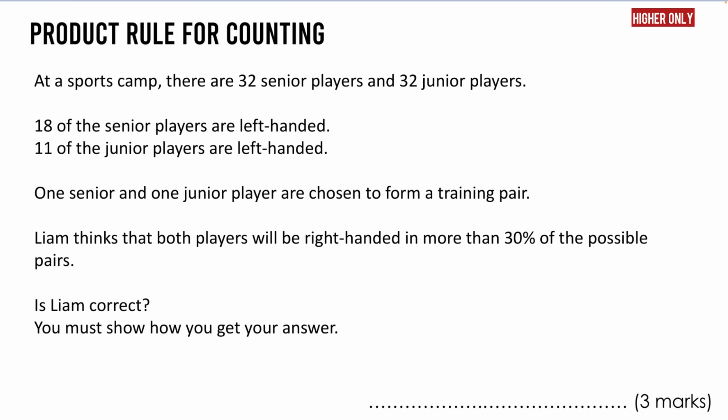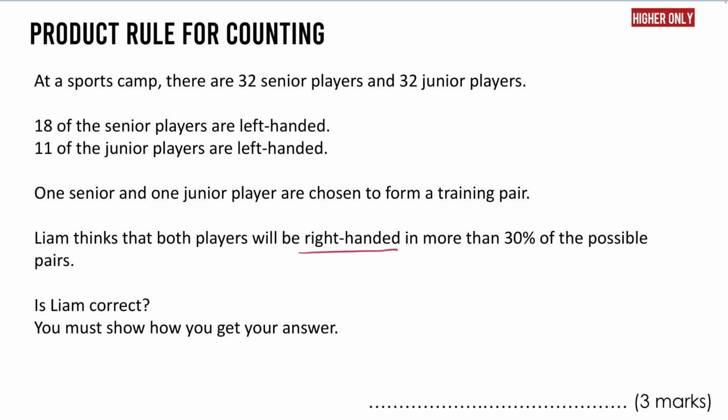Okay, so looking at the product rule for counting, and we've got quite a unique question here. It says, at a sports camp, there are 32 senior players and 32 junior players. 18 of the senior players are left-handed, 11 of the junior players are left-handed. A senior and a junior player are going to be chosen to form a training pair, and Liam thinks that both players will be right-handed in more than 30% of the possible pairs.